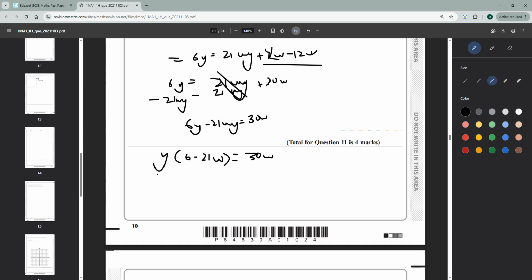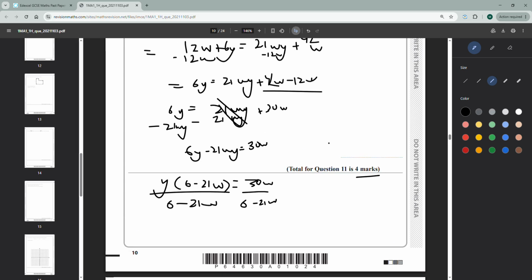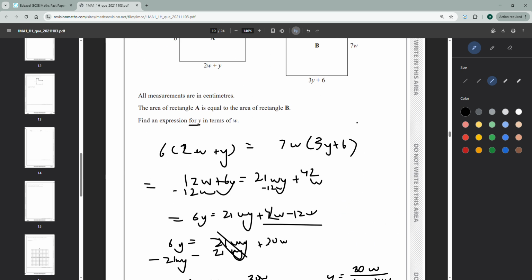Okay, now we just want to get y, so we're going to divide this. 6 take away 21y. On this side, 6 take away 21w, sorry. And that's 4 marks. That's a whole 4 marks. So that means, let's just write it. Y equals 30w over 6 take away 21w. That looks absolutely lovely.